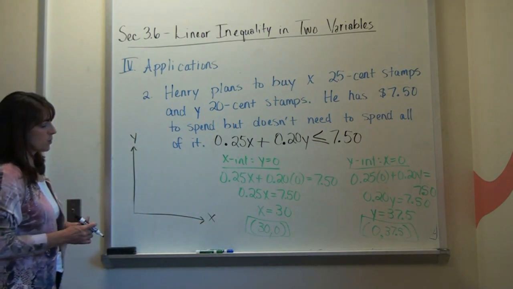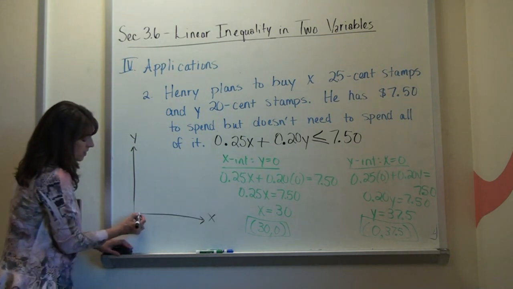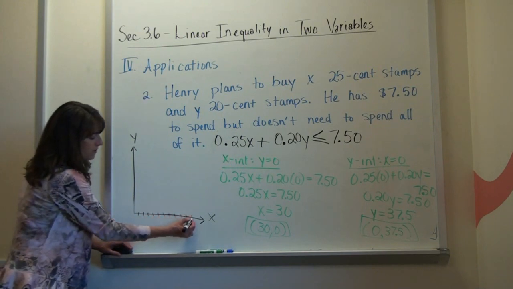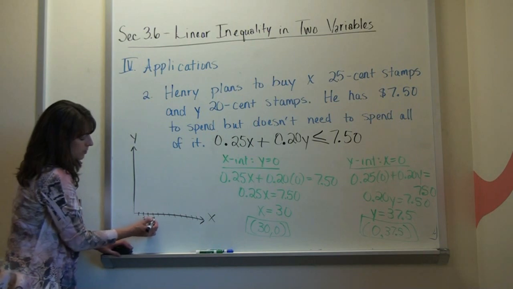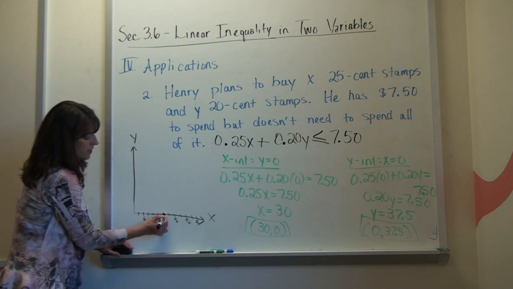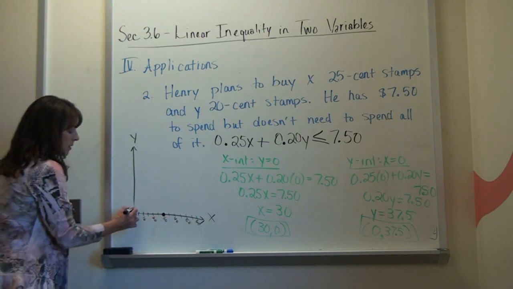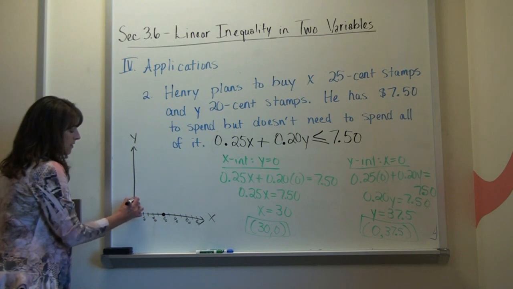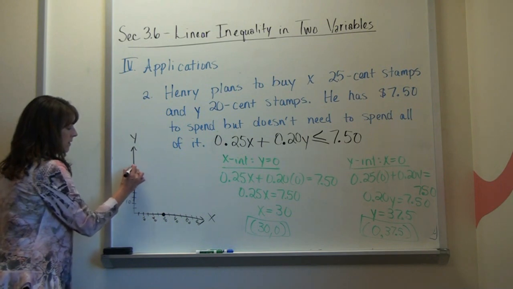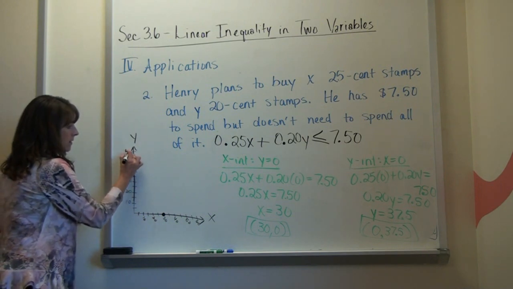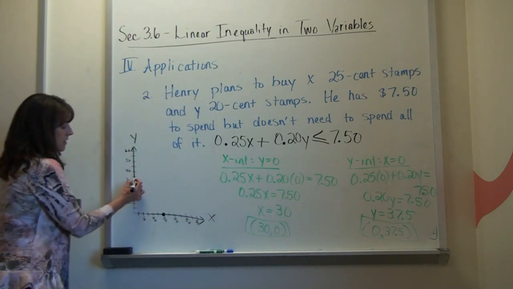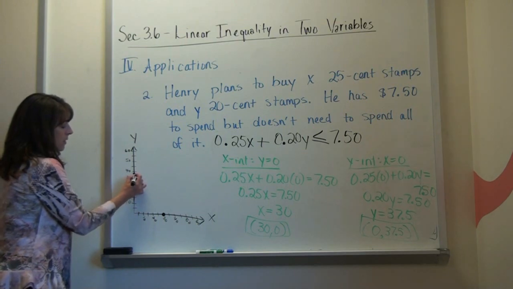And x again represents the 25-cent stamps. I'm going to have 30 of them, so let's make each one of them 5, 10, 15, 20, 25, 30, 35, 40, and so on. So here's my 30, 0. And I'll do the same thing on this y-axis, make each one of them worth 5. And I come up with a 0, 37.5. Well, here's 30, here's 35, so 37.5 will be about halfway up.